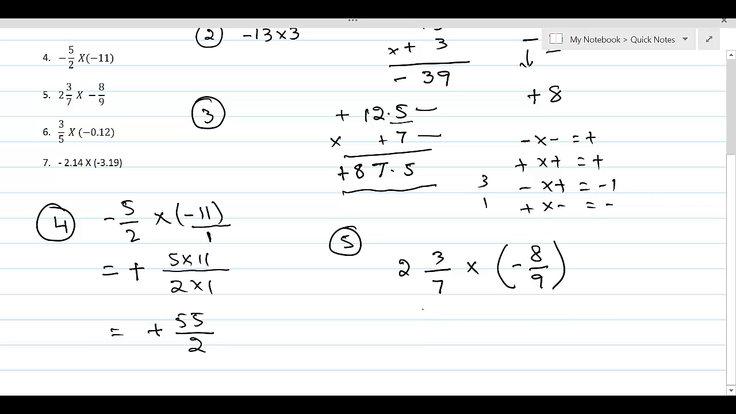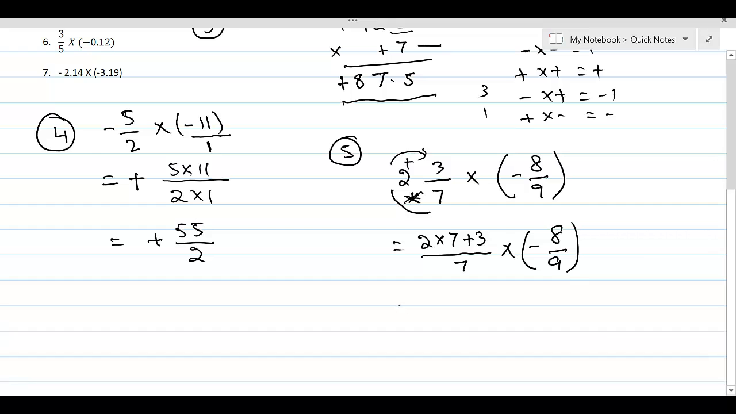Whenever we need to perform multiplication, any mixed fraction must be converted to a simple fraction first, so let's convert this mixed fraction. The rule is that we multiply this one and add this one. So this would become 2 times 7 plus 3, and the denominator would be 7, times minus 8 over 9.